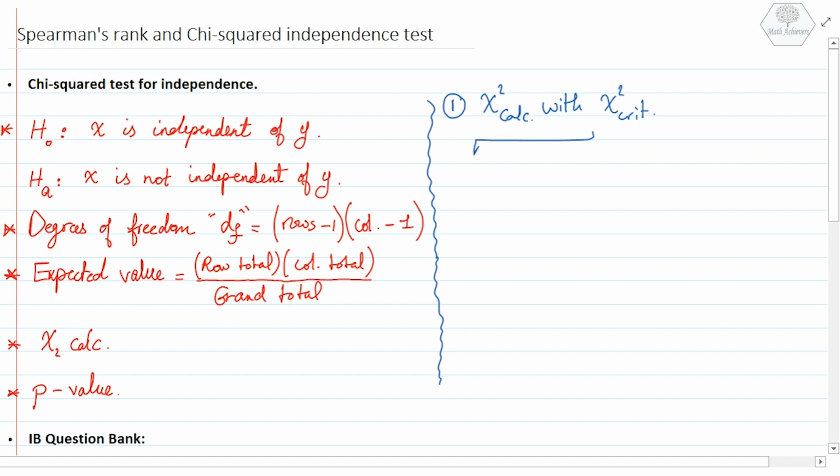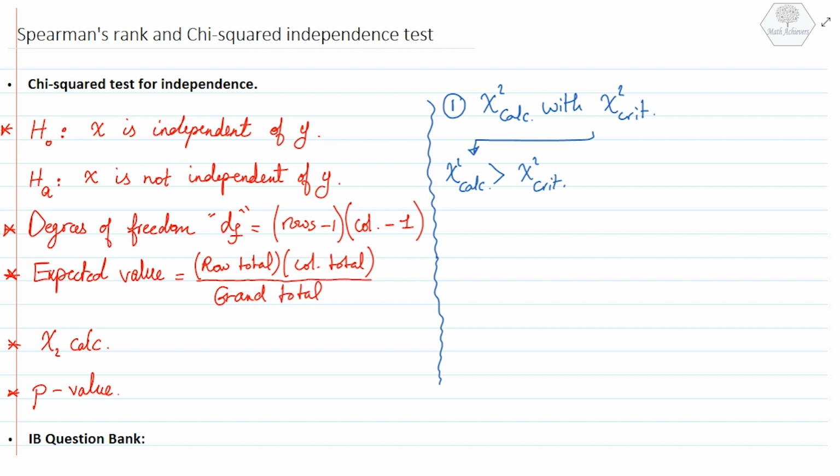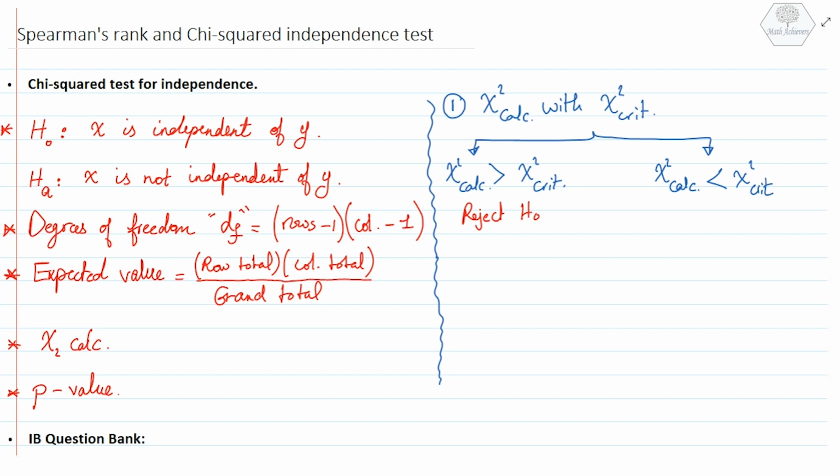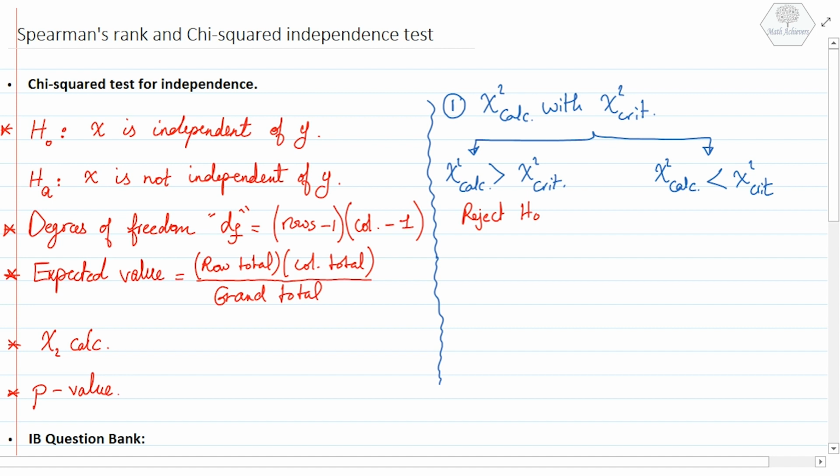If the chi-squared calculated is greater than the chi-squared critical, then we reject H naught. If the chi-squared calculated is less than the chi-squared critical, then we don't reject H naught.